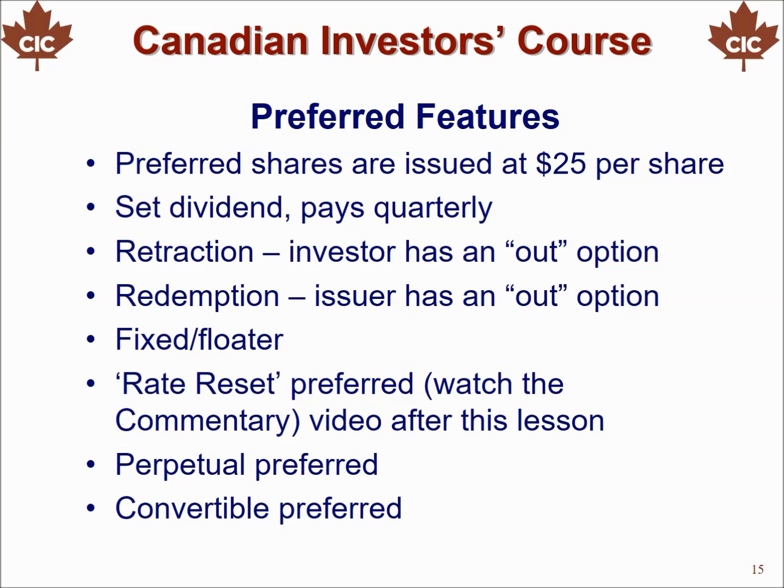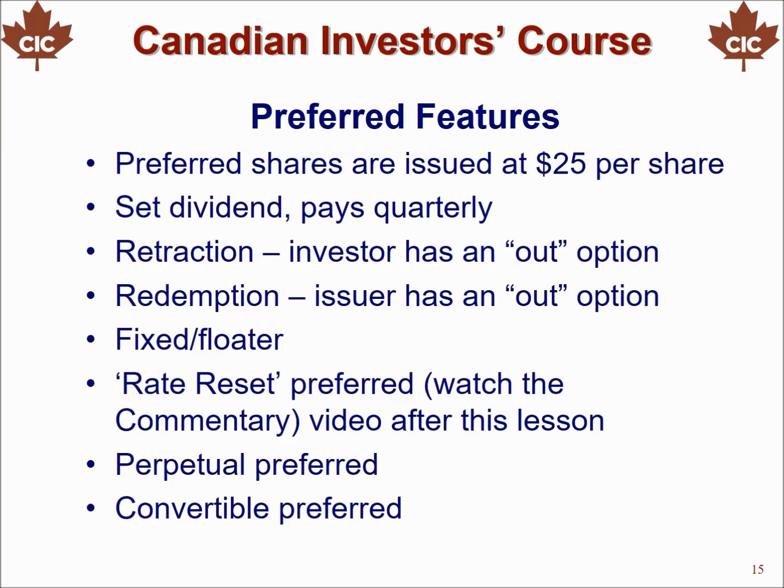If we look at preferred shares, again, preferred shares are issued at $25 a share. They have a set dividend, and it pays quarterly. There are special features on some preferreds, like retraction. A retraction feature may exist where the investor has an out option. There could be a redemption feature where the issuer has an out option.